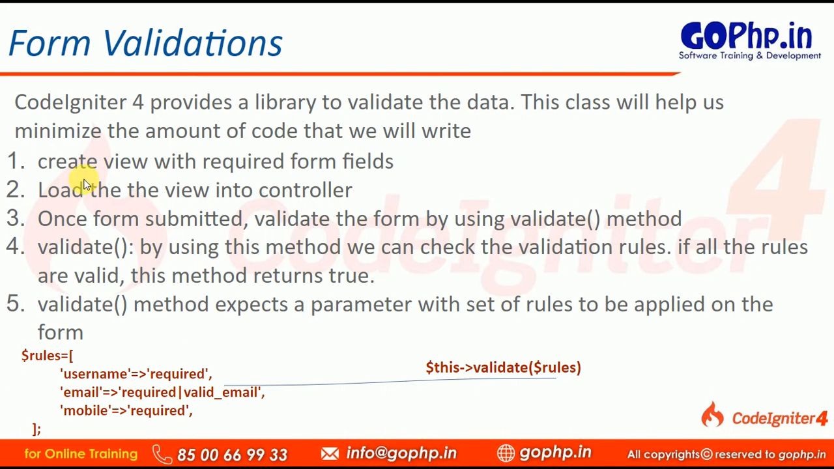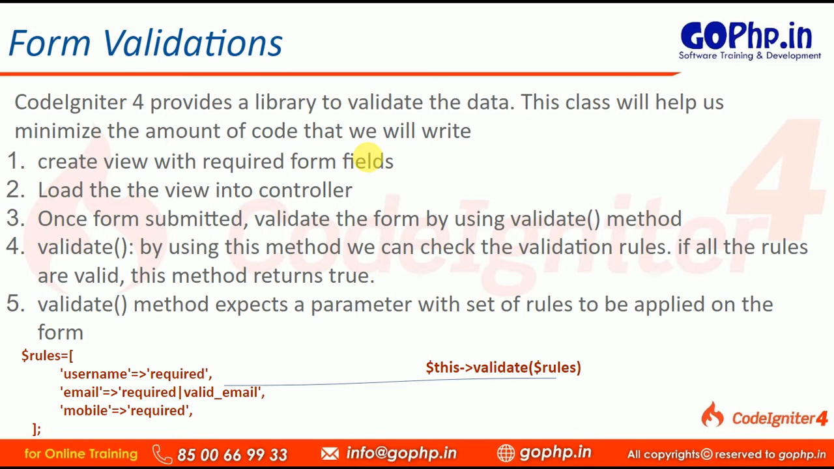To work with this validation, first I need to create a view with the required form fields. Later I have to load that view into my controller. After loading the view into your controller, it is going to render the form into the front end. Once you submit the form with the data or without data, I have to validate the form. If the form is valid, I have to send the data to the database. If the form contains any invalid data, I have to display those errors into the front end.